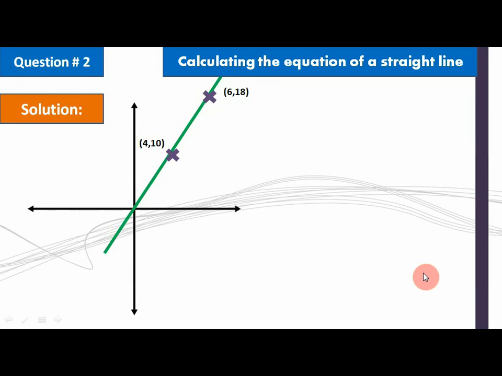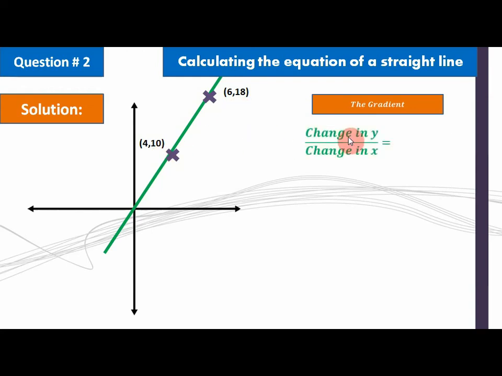Now moving on, question number 2. Question number 2 is saying to calculate the equation of the straight line using these 2 points. First point is 4 and 10, second point is 6 and 18. First we have to calculate the gradient, which is change in y over change in x. 8 over 2 is the change in y over change in x. So just put the values in the formula, 8 over 2, you get the answer 4.